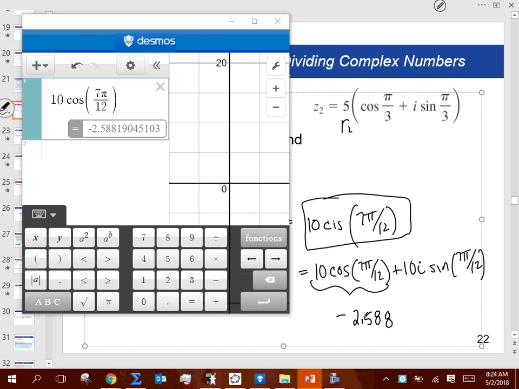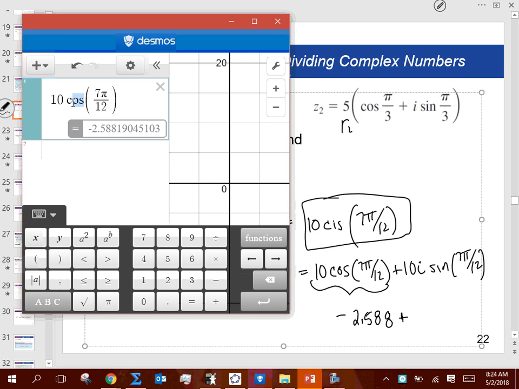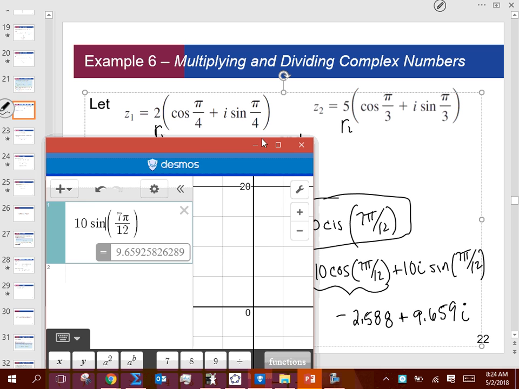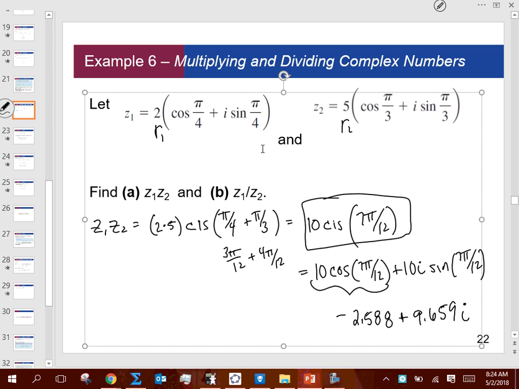Okay. And then making that sine should evaluate to 9.659. Okay. If you think about, so that's polar here. This is rectangular.